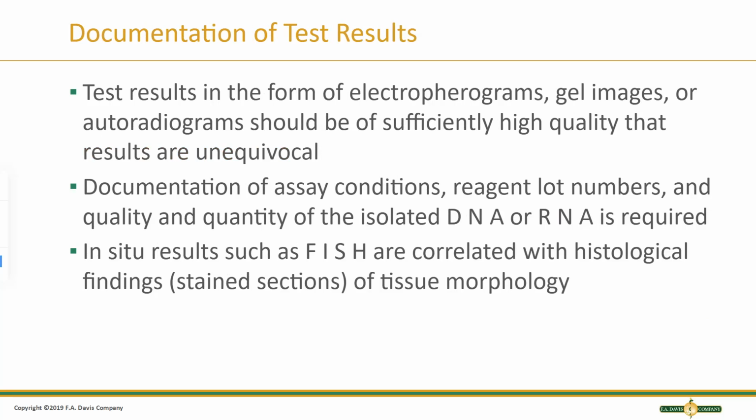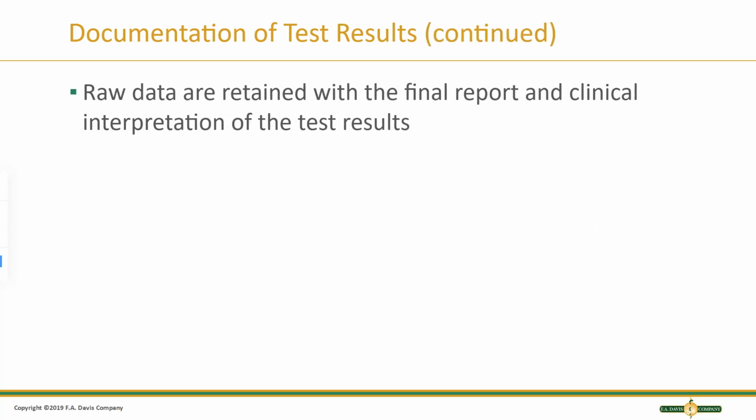Test results in the form of electropherograms, gel images, or autoradiograms should be of sufficiently high quality that results are unequivocal. Documentation of assay conditions, reagent lot numbers, and quality and quantity of the isolated DNA or RNA is required. In situ results, such as FISH, fluorescence in situ hybridization, which again we'll talk about later on in this course, are correlated with histological findings, stained sections of tissue morphology. Raw data are retained within the final report and in clinical interpretation of the test results.